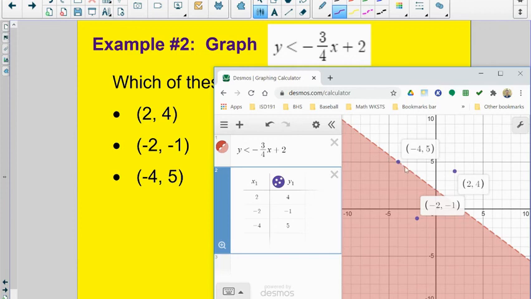And as we saw in the last problem, the difference between a solid line and a dashed line is that a solid line has solutions on it. A dashed line does not have solutions on it. So -4, 5 is not a solution. So the first one is not a solution. Second ordered pair is a solution. And the last one is not a solution.